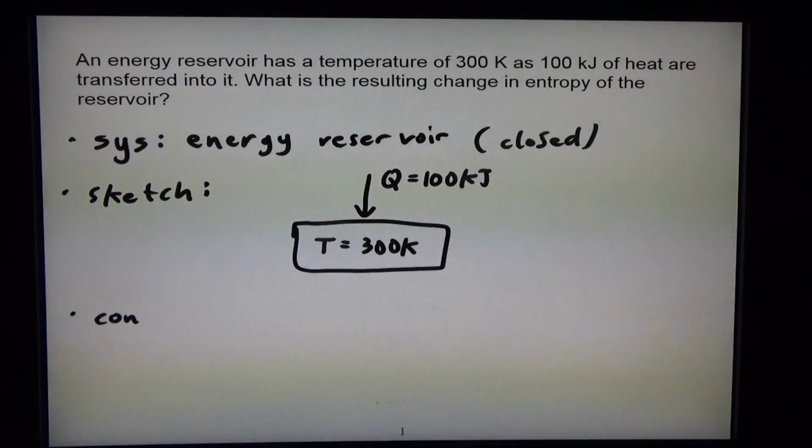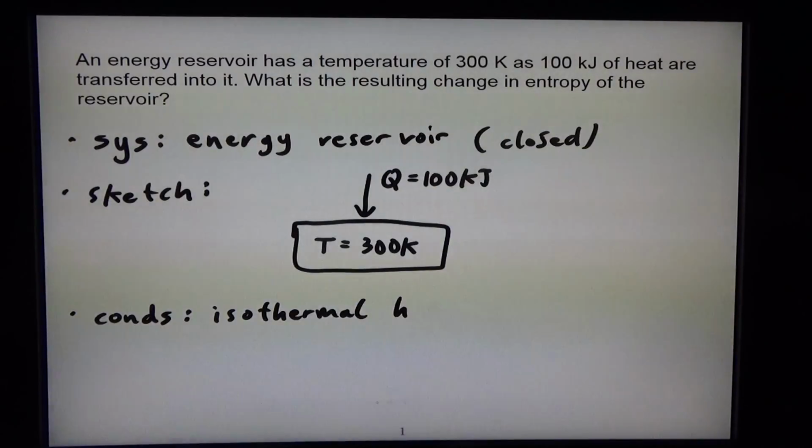For the conditions, nothing really jumps out as far as the conditions go with the problem statement. So the main thing that we want to keep in mind with an energy reservoir is that an energy reservoir is isothermal heat transfer. So anytime we have heat transfer with an energy reservoir, it's going to be an isothermal heat transfer. Alright, because the temperature of the energy reservoir never changes. So we do have isothermal heat transfer.